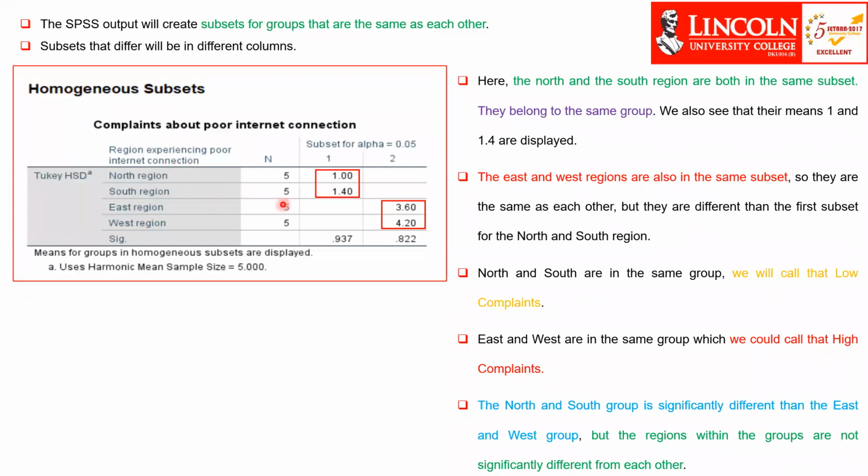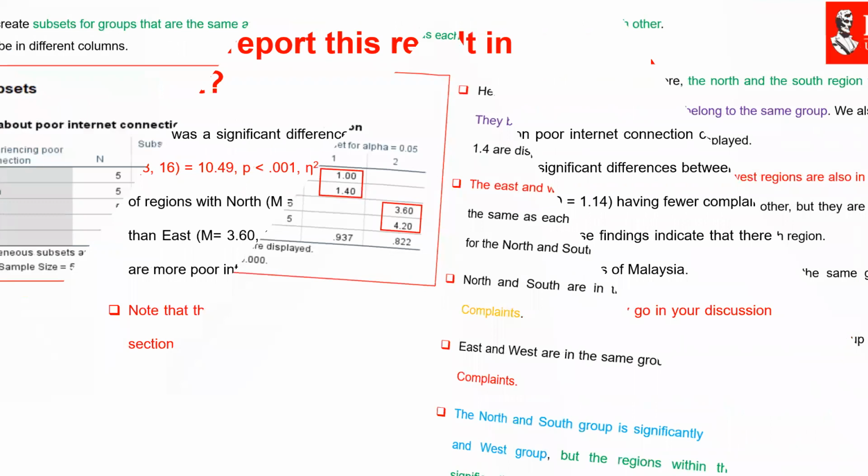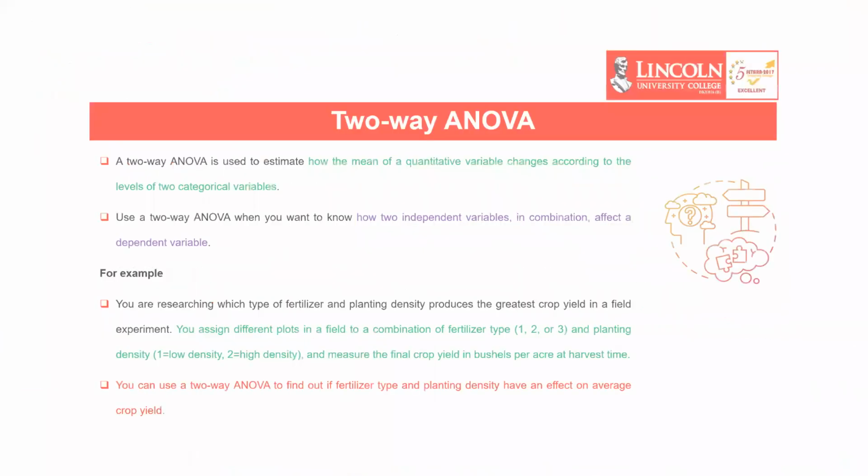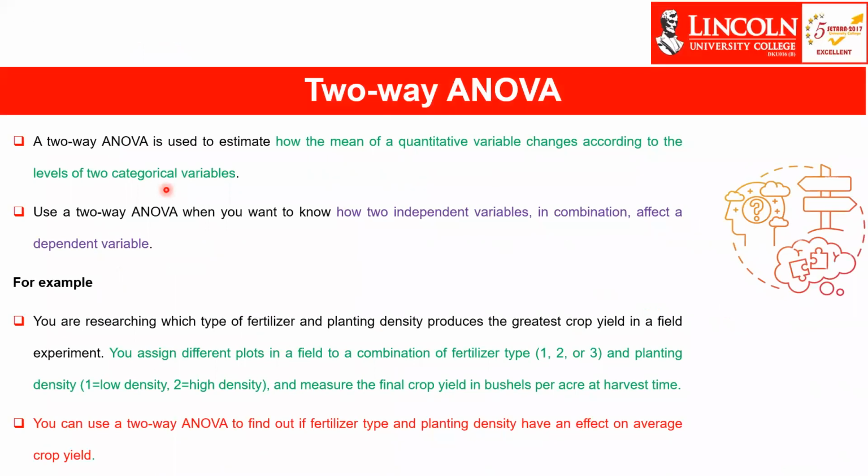And meaning that internet users in the East and West regions face more challenges than the internet users from the North and South regions. So that is how that works. And if you want to report this in APA style, this is how you report such tests. Okay? So that is that on one-way Anova.